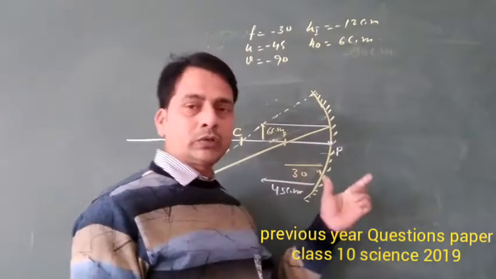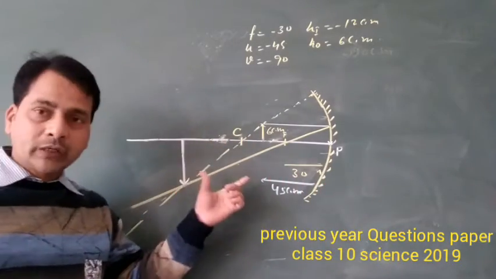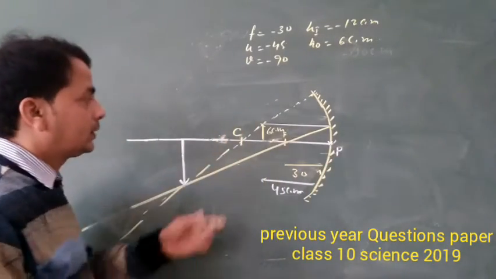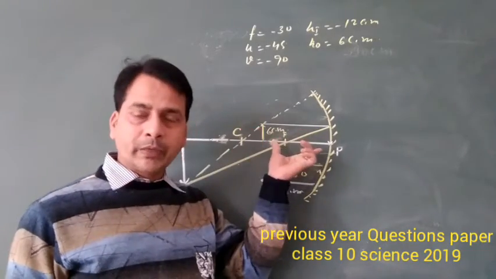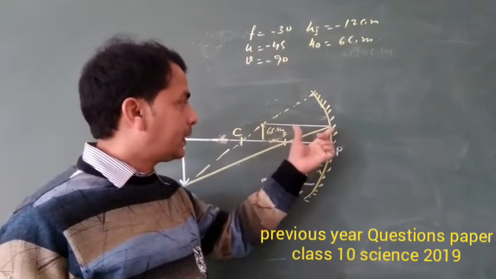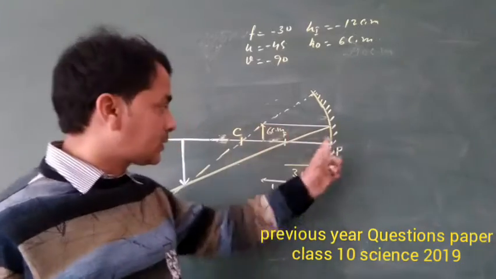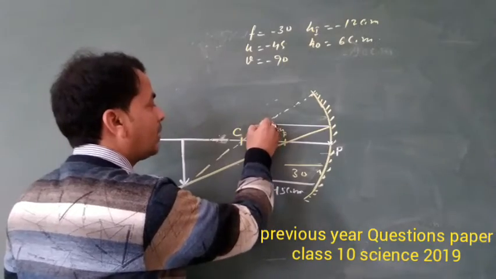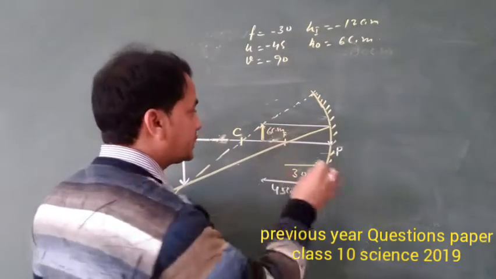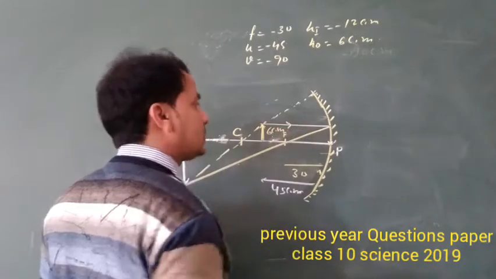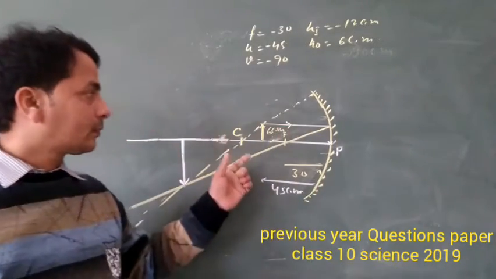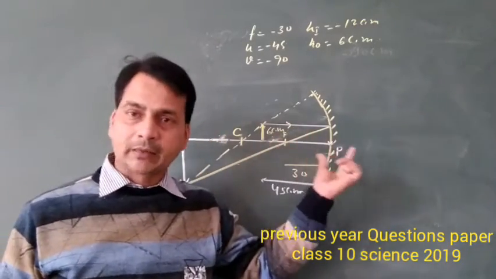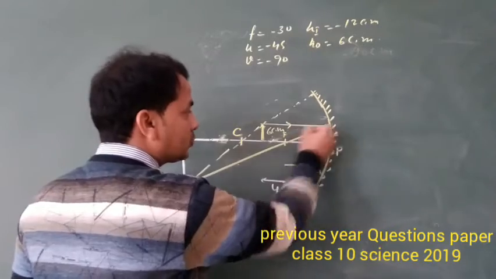So according to the rules of construction of the ray diagram for the concave mirror, the first ray of light, when the ray of light is parallel to the principal axis, then after reflection the reflected ray passes through the focus. There the first ray of light, the height of the object is 6 centimeter, and the first ray of light falls on the mirror parallel to the principal axis, and after reflection the reflected ray passes through the focus.